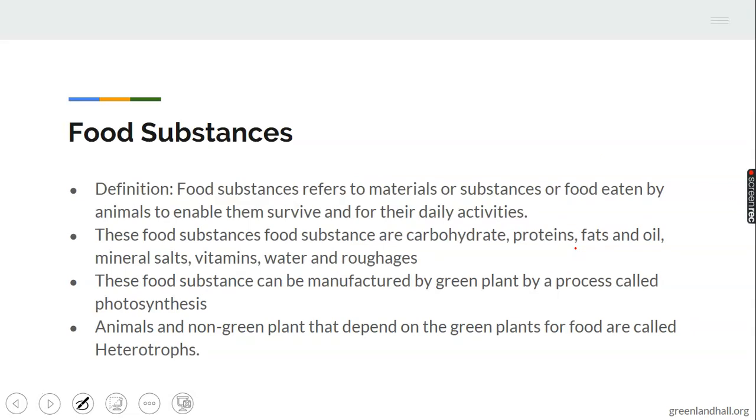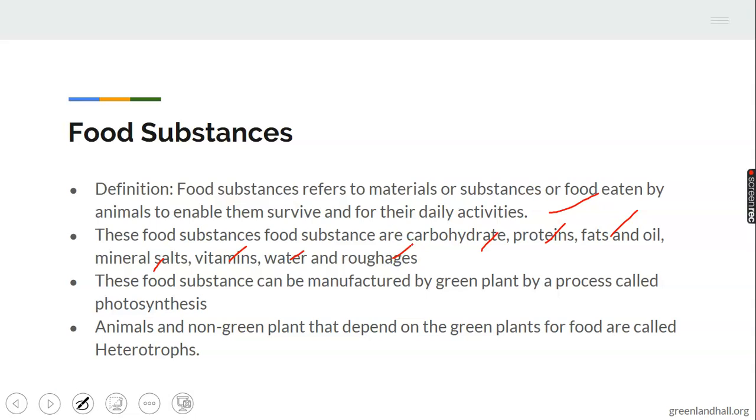Now, what is food substance? Definition. You can define food substance as materials or substances or food eaten by animals to enable them survive and carry out their daily activities. Now, these food substances are of different classes. The classes are carbohydrates, protein, fats and oil, vitamins, mineral salts, water, and roughages.